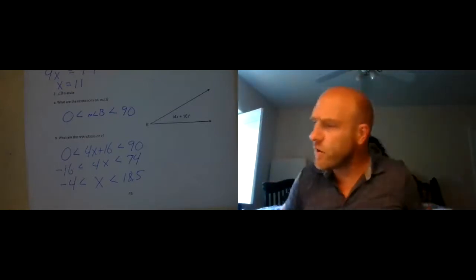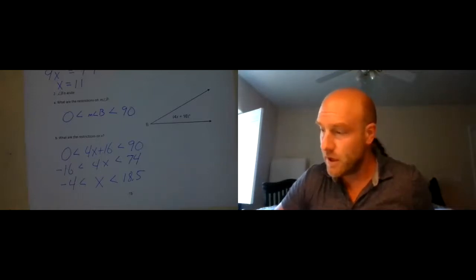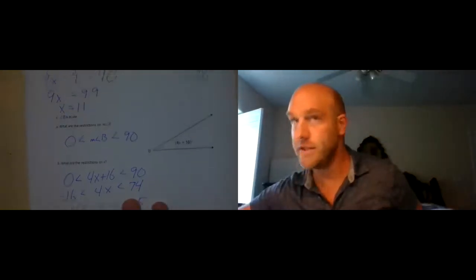All right, is it okay that x itself is negative 4? Sure, there's no angle who has a measure of x. They have a measure of 4x plus 16, so that is okay.